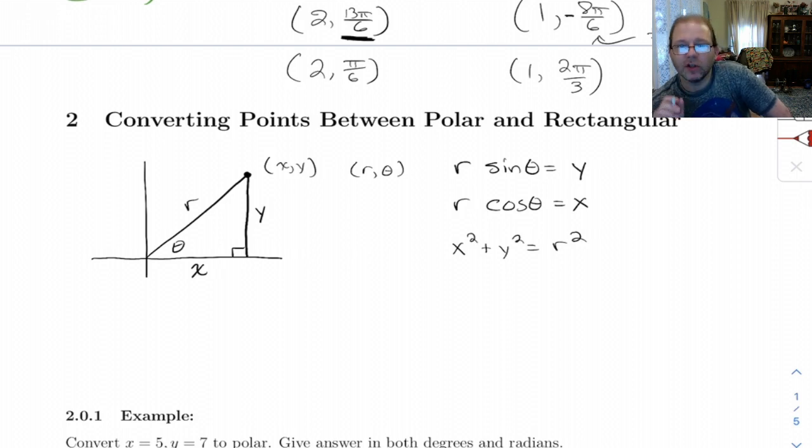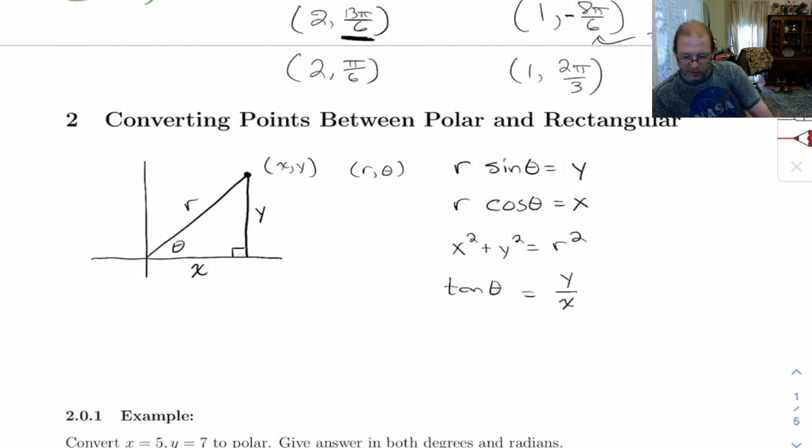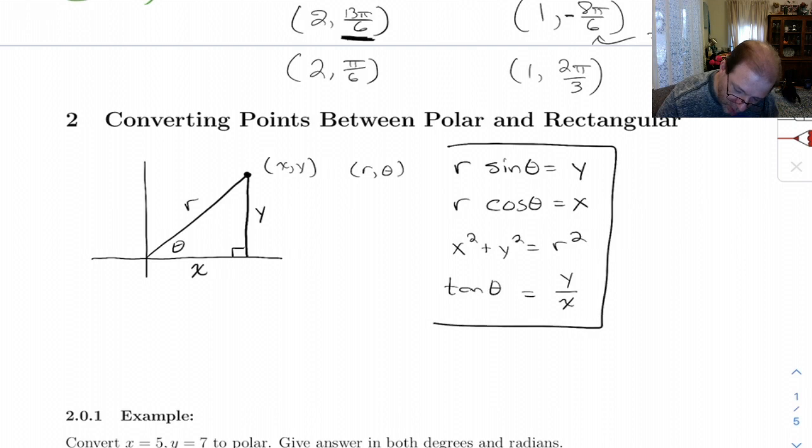And then if we look at the slope of the line here, the slope of this line is y over x. And how does that relate to theta? It's the tan of theta. So I guess we've got equations there: one based off of sine, one for cosine, one for tangent, and then one from the Pythagorean theorem. So if we know these, we can convert between polar and rectangular.